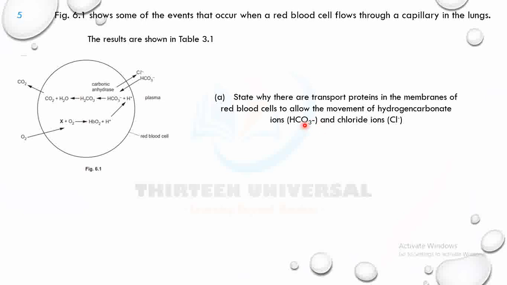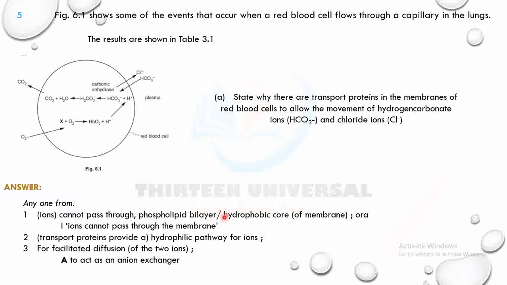Membrane proteins are needed because hydrogen carbonate ions and chloride ions are polar. They are both charged, so they are repelled by the phospholipid bilayer's hydrophobic core. That is why they need protein. Why will they be repelled? Because they are polar. Ions cannot pass through the phospholipid bilayer. So the protein provides a hydrophilic pathway for faster diffusion for the two ions, so it acts as an ion exchanger.